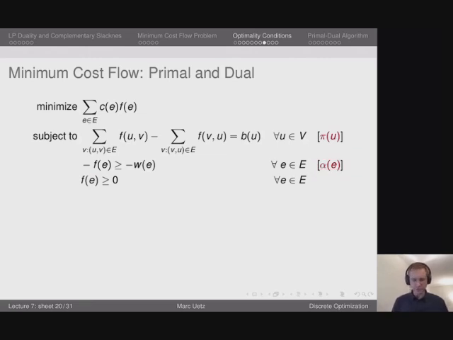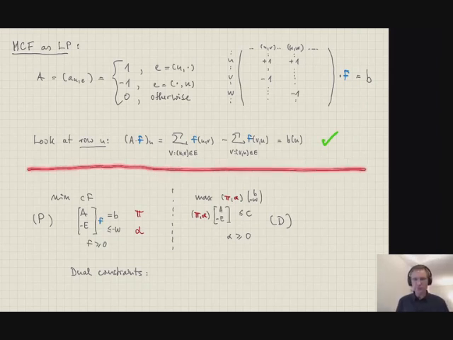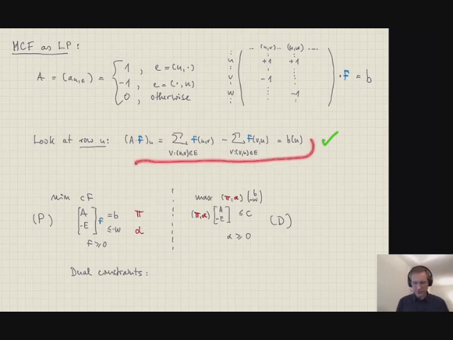Now, how does the dual for this LP look like? So what are the dual constraints specifically? To that end, look again at this picture. So this up here is what we already had on the previous slide, so we know that already. That's just the flow balance constraints formulated in this matrix form with the node arc incidence matrix.